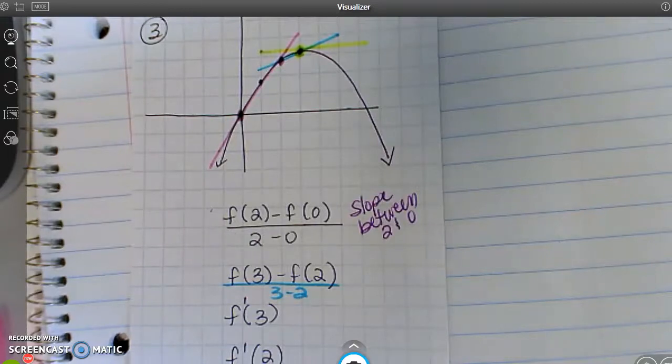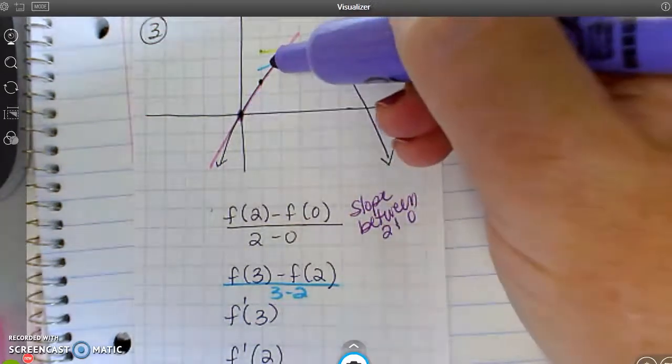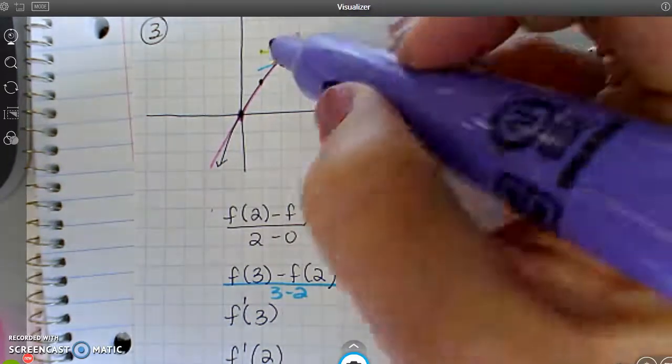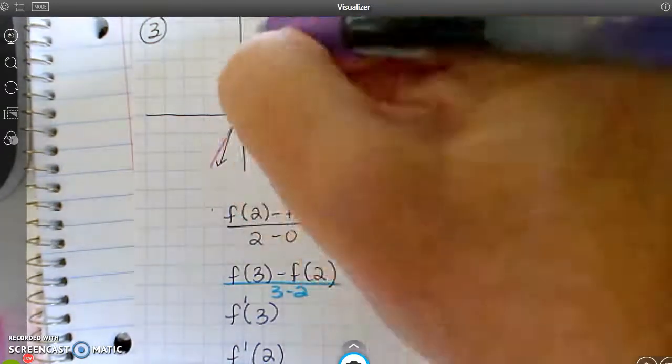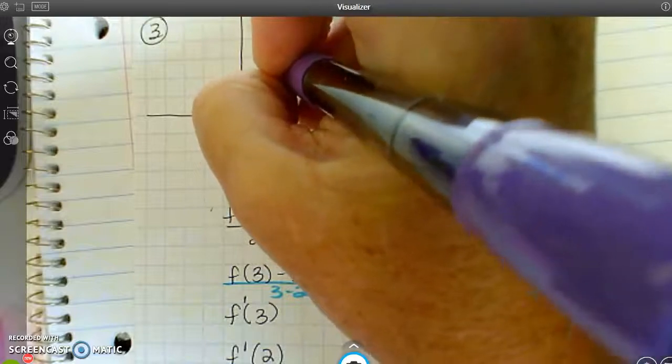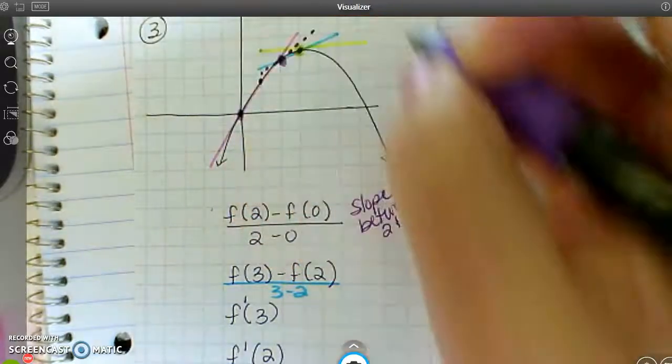And then the last one says f prime of 2. So f prime of 2 just means go to 2, and then I'm going to draw that line. And I know my lines are getting ready to be confusing, so I'm just going to draw it dotted so I can see it a little bit better.